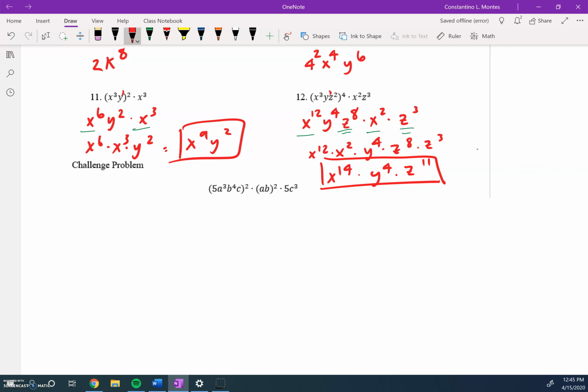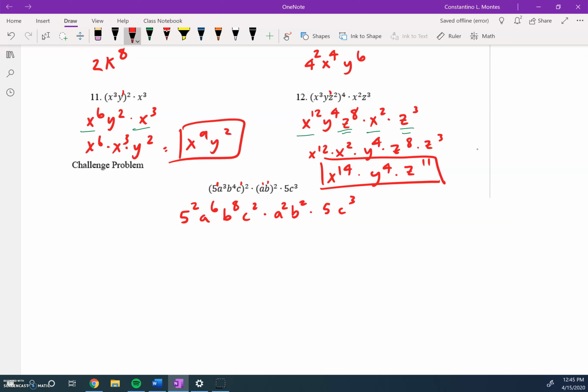Now 5 is a base and the power is 1. So this is 5 to the power of 1 times 2, which is 2. A to the power of 3 times 2, which is 6. B to the power of 4 times 2, which is 8. And c has a power of 1, so that'll be c to the power of 2. Times, powers of 1 here, a to the power of 1 times 2, which is 2. b to the power of 1 times 2, which is 2, times 5c cubed, or to the power of 3.